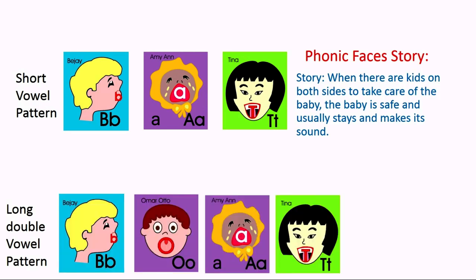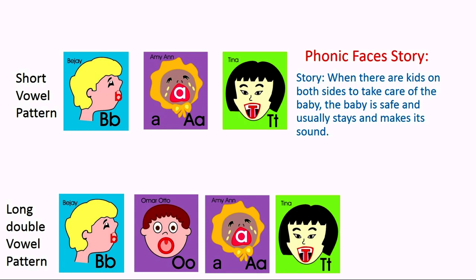This is a long vowel pattern, the long double vowel pattern. So you can show them, now I can change my spelling. Look, you can move over the letters on the train and put the two O's together, the two vowels together. So I've got baby O and baby A.